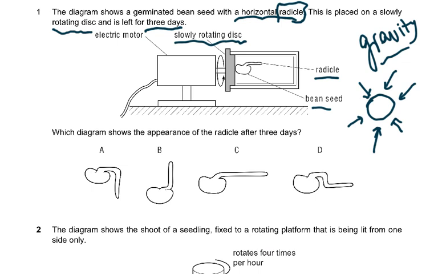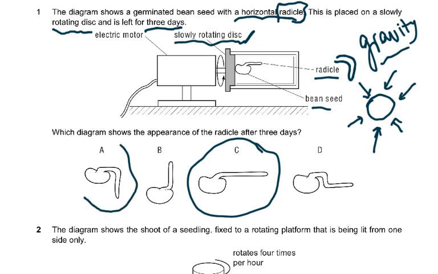If you had left this disk and it wasn't working, then only then the radical would have curved downwards. But now, because you have removed the effect of gravity, because you are rotating it all the time. So which diagram shows the appearance after 3 days? The answer is C. After 3 days, it's just going to grow longer because you have removed the effect of gravity. There is no effect of gravity.